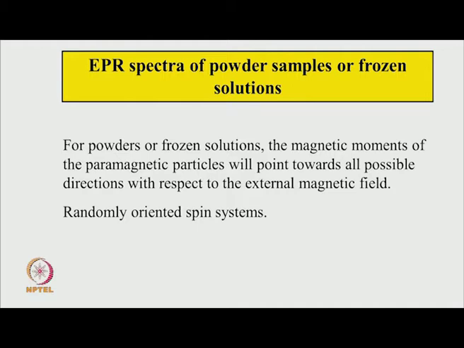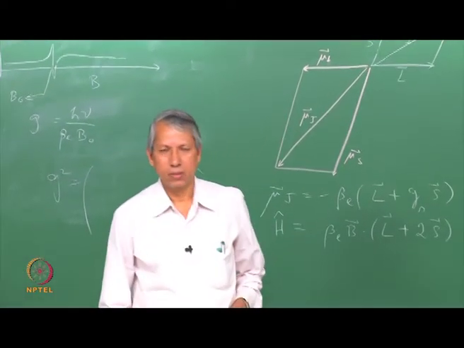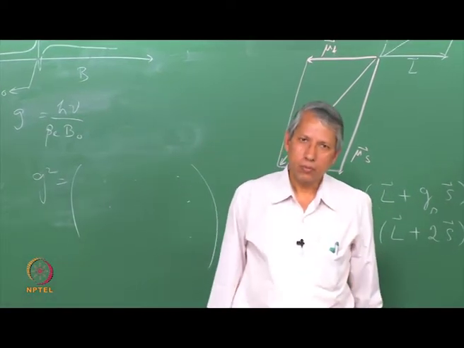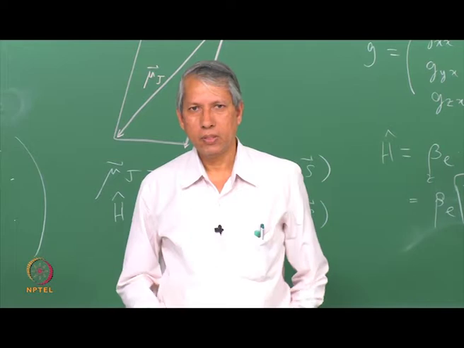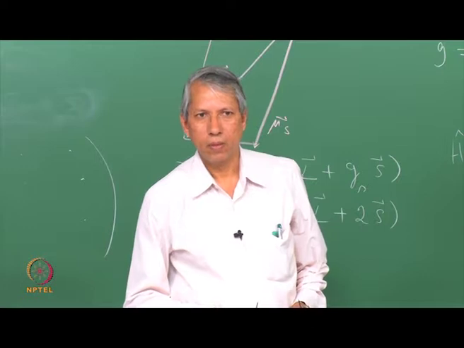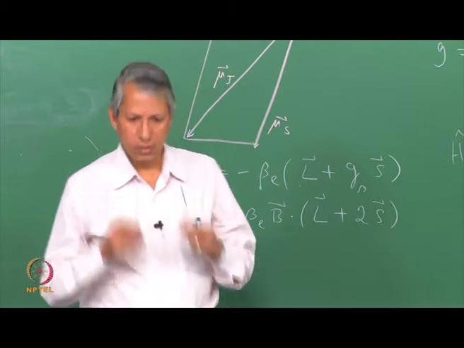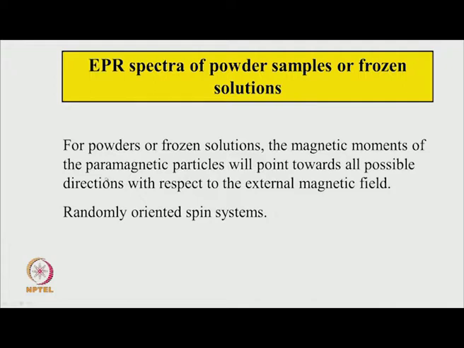That is the way one can study a single crystal and find out the corresponding anisotropic interactions, but it is not always easy to form a single crystal, so the experiments are difficult in that sense. So what one does is freeze a liquid solution, if it is a paramagnetic sample, and see if one can get similar results from studying the EPR spectrum of a frozen solution or powder. If the crystal is not formed, one can do EPR on powder samples. But the main problem is that in powder and frozen solution, the magnetic moments of paramagnetic particles will point in all possible directions with respect to the external magnetic field. So we have a randomly oriented spin system.